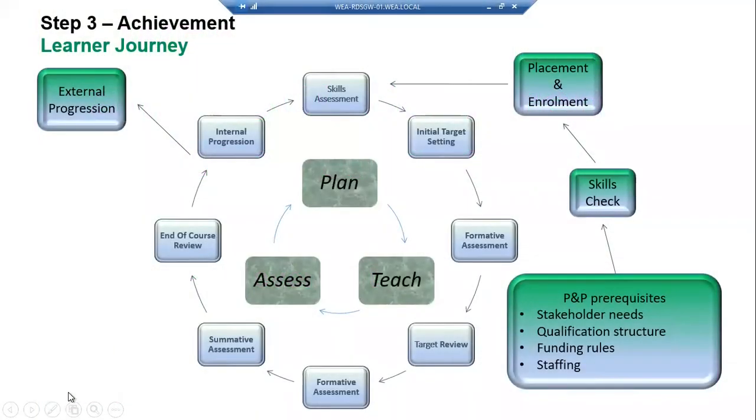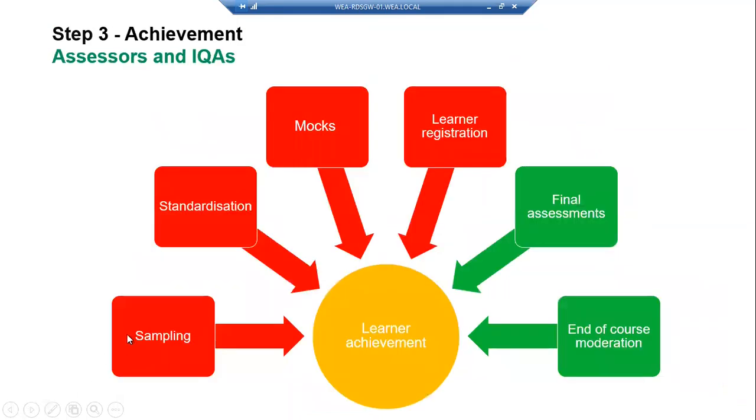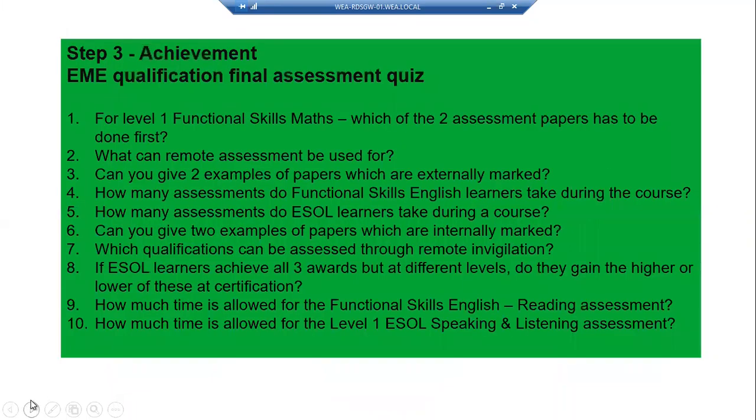Going to focus on the last two aspects, really. So the summative assessment, the final assessment, which then leads on to learner achievement. So we've moved around and covered the tasks here for sampling, standardization, mocks and learner registration, and now we're going to look at final assessment and end of course moderation.